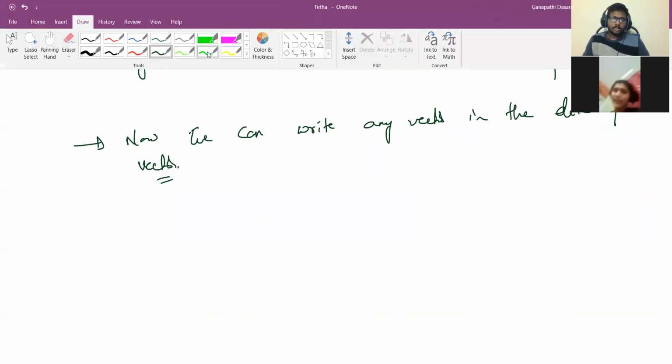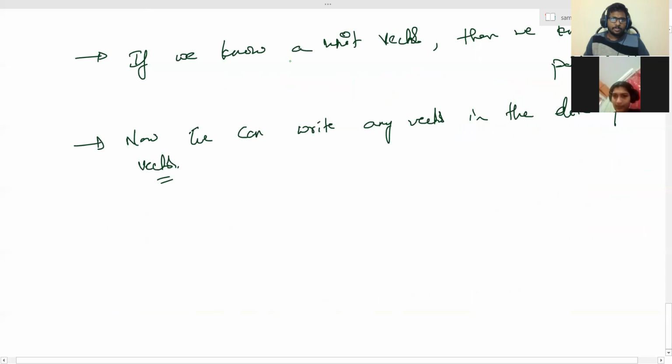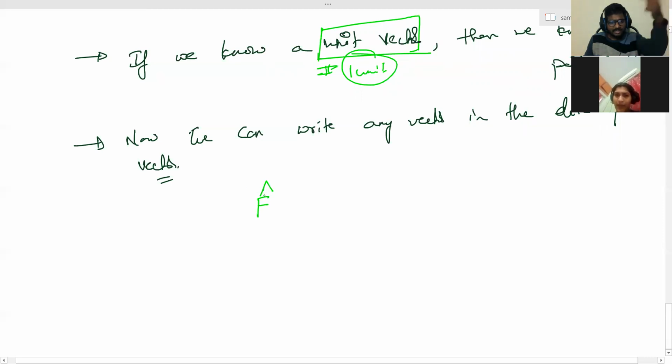Now, did you understand the importance of unit vector? If you have any unit vector, any other vector which is passing in this direction can be described in terms of this unit vector and its magnitude multiplication. And what is the magnitude of a unit vector? 1 unit.